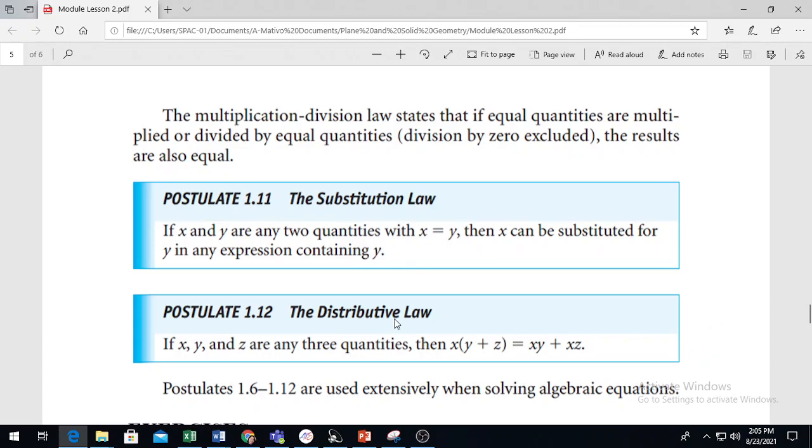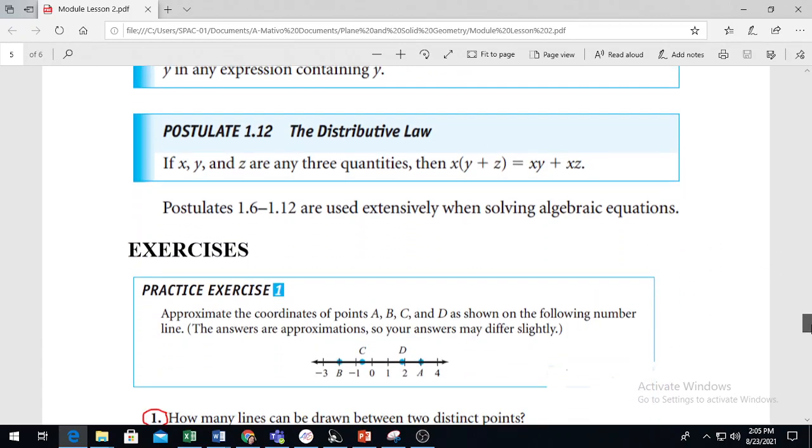For postulate 1.12, we have the distributive law. If X, Y, and Z are any three quantities, then by the distributive law, X times the quantity Y plus Z is equal to X times Y plus X times Z. So you distribute it. Those are the algebraic laws that we can also use in geometry.